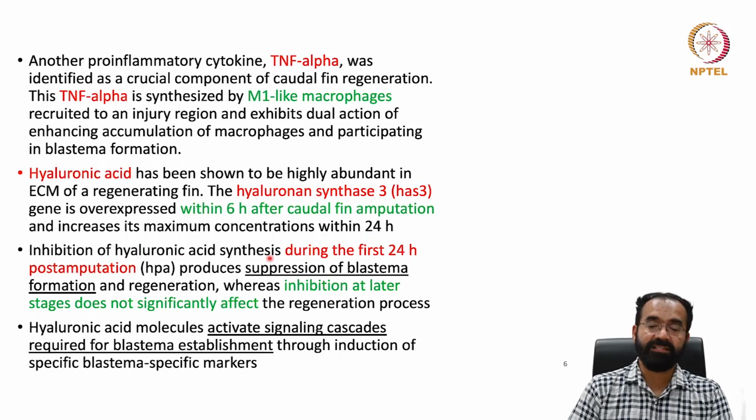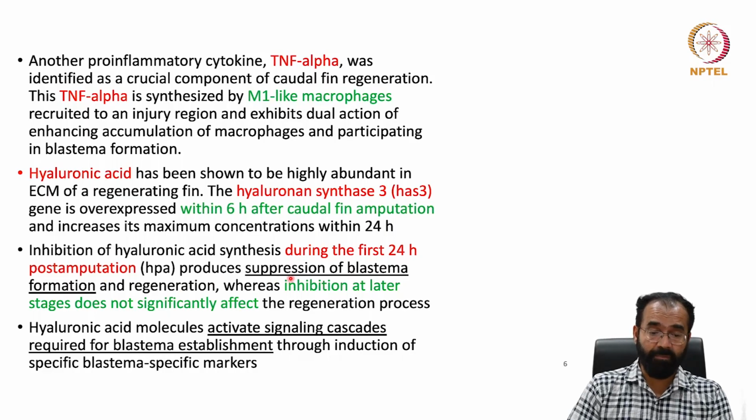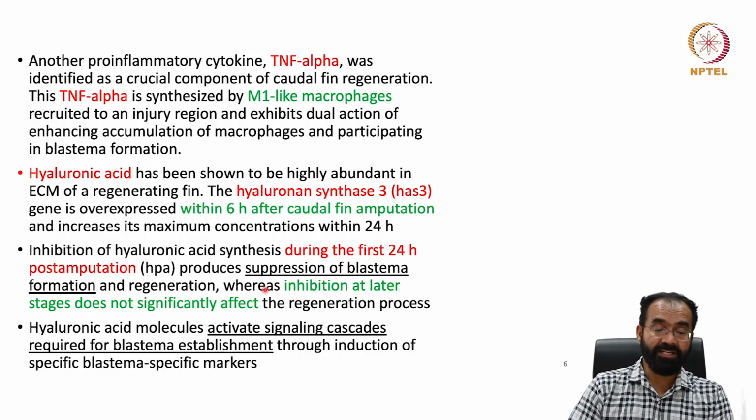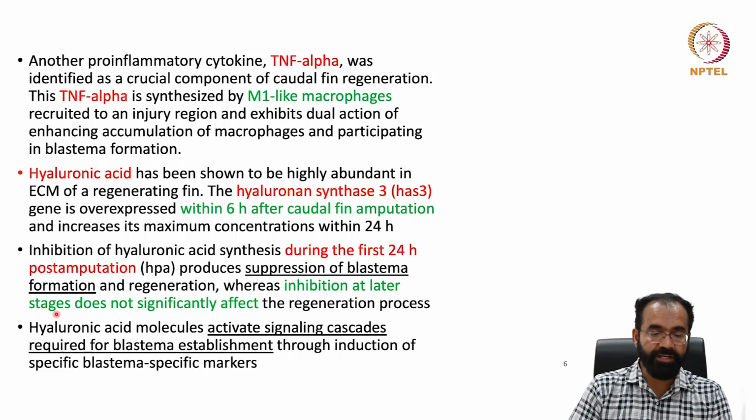Inhibition of hyaluronic acid synthesis during the first 24 hours post-amputation, by whatsoever mechanism, for example blocking the HAS3 enzyme, suppresses blastema formation and regeneration, whereas inhibition at later stages, say after 24 hours, has no significant effect on the regeneration process. So the initial few steps, that is the synthesis of hyaluronic acid within the first 24 hours, are very crucial for blastema formation to initiate.